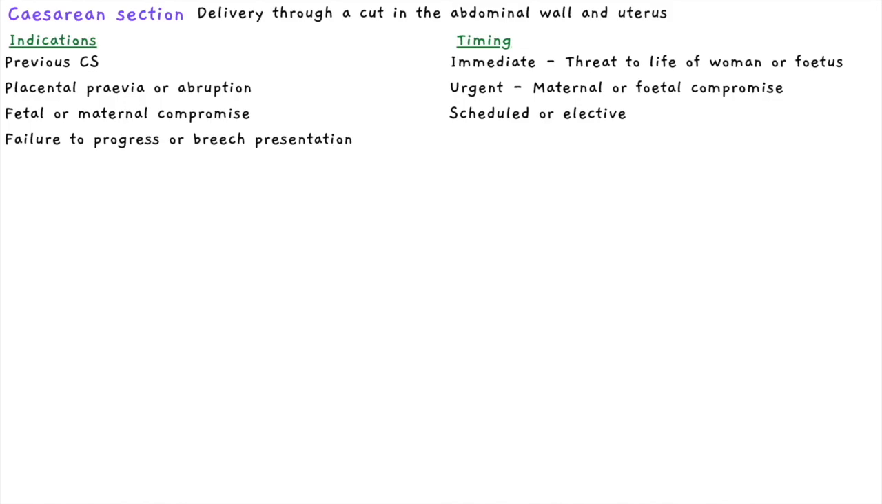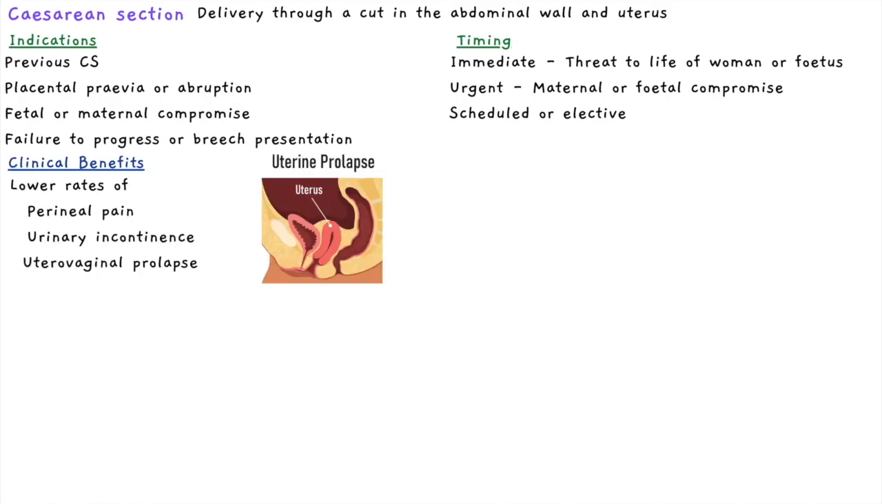Urgent but not necessarily immediate are if there is maternal or fetal compromise, which is not life-threatening. Alternatively, you could have a scheduled or elective C-section due to maternal preference or if you know you've had a previous C-section in the past.